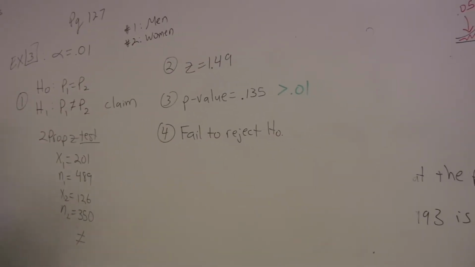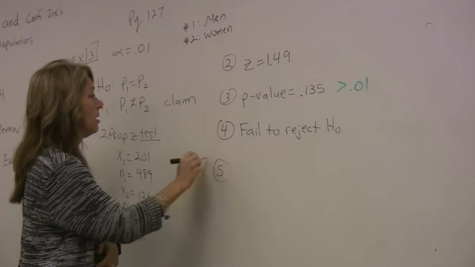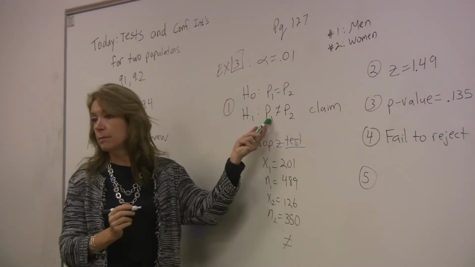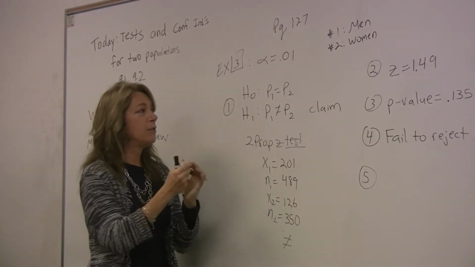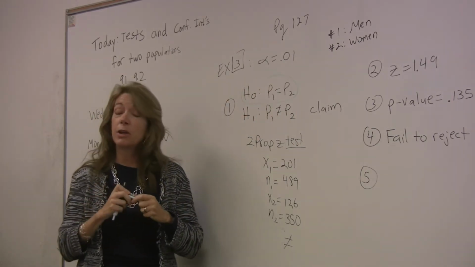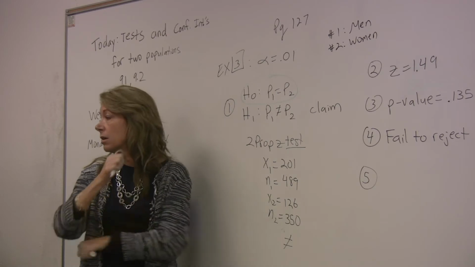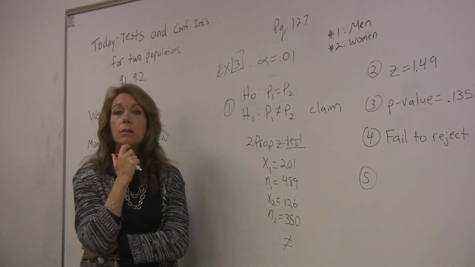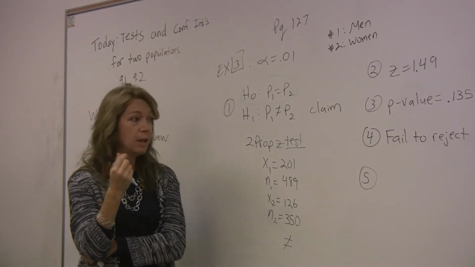And then the conclusion is the important part. This one was our claim. We failed to reject this one. We're stuck up there. We couldn't reject it. He's good. So there's not sufficient evidence? So we don't have sufficient evidence. Perfect.